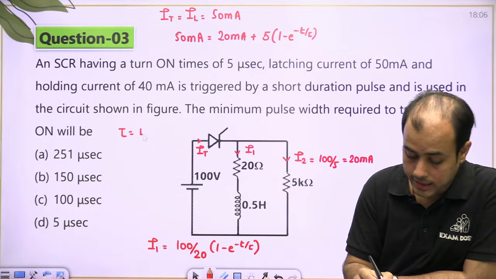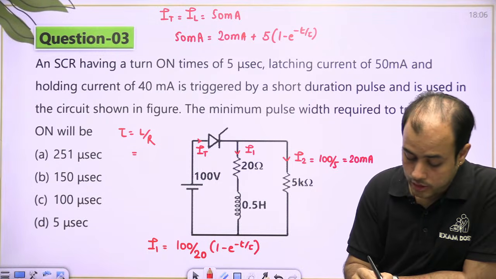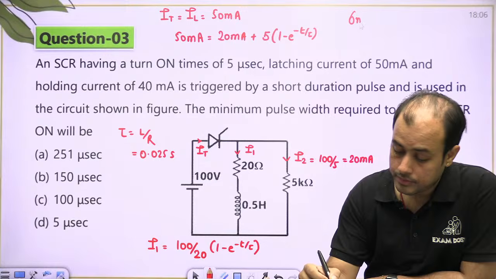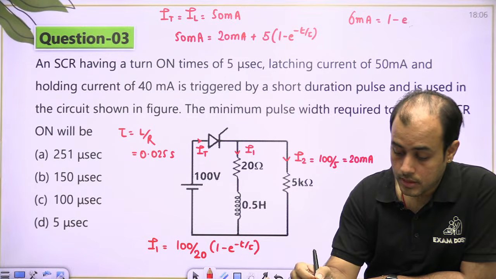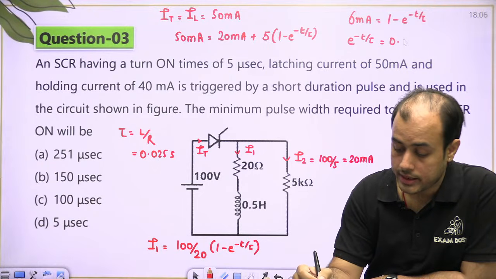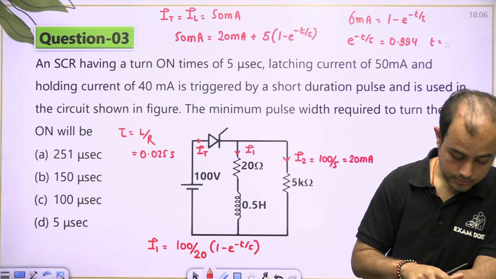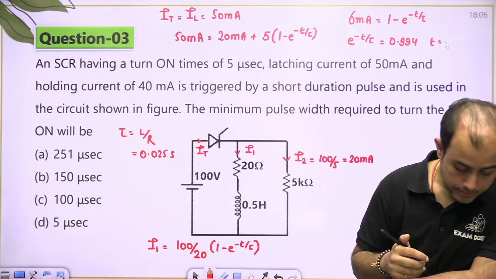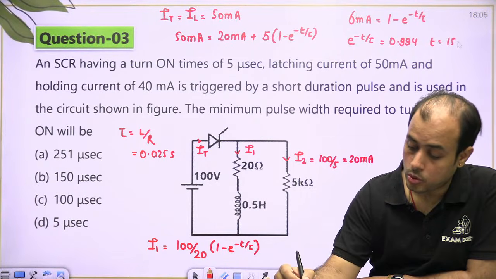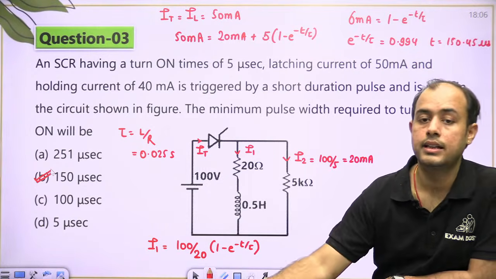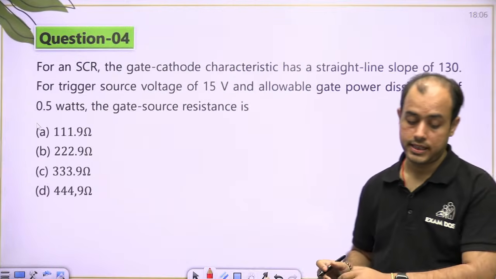Now tau will be L by R, 0.5 by 20, 0.025 second. So 30 milliampere. So e to the power minus t by tau is 0.994. So what is time? 150.4 microsecond. Okay, the answer will be 150.4 microsecond.